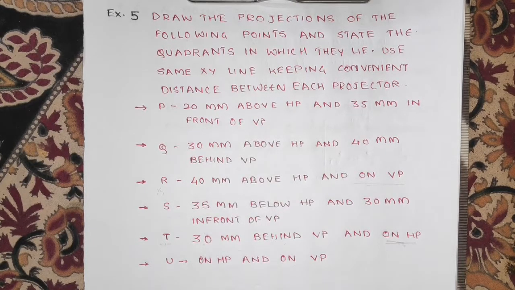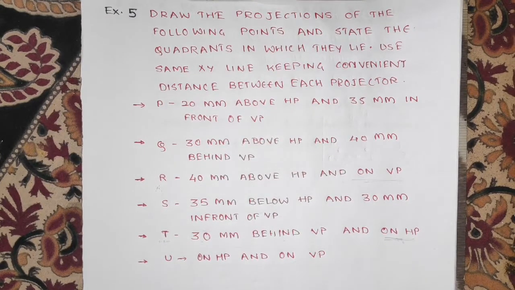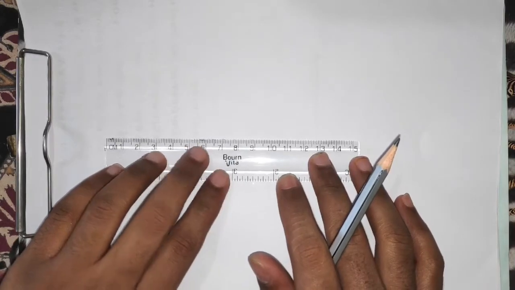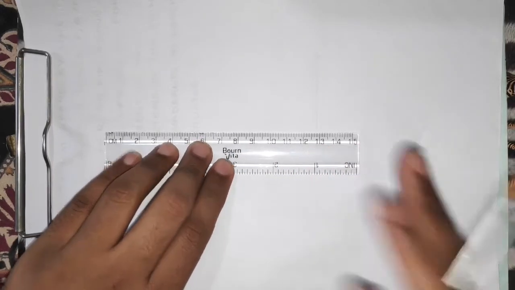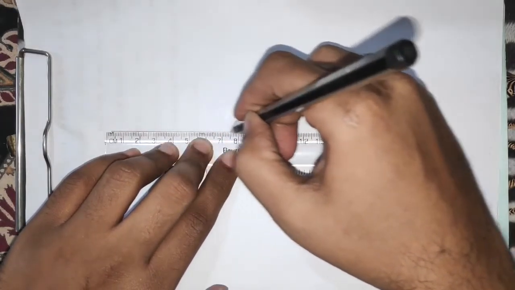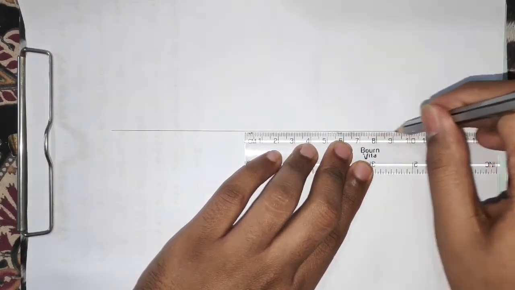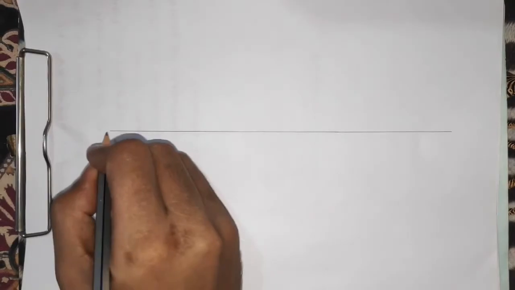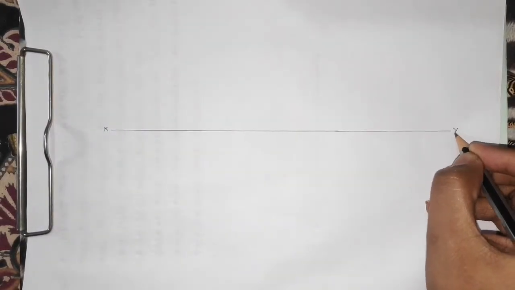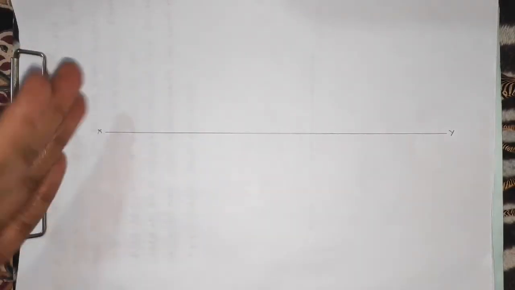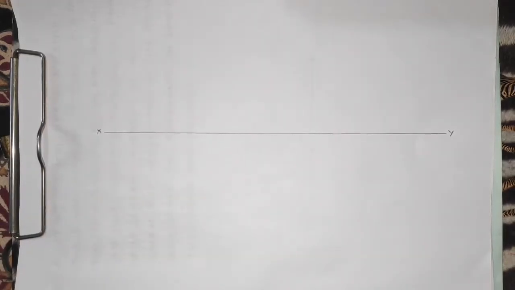Now we shall see the solution for this problem. The first step, we should draw the XY line. In this case, I will draw the XY line slightly longer because we need to project all these points on a common XY line. And again here, your XY line should be an intermediate thick line. This is X and this I'll denote as Y. But over here, I'll not be denoting the VP or HP because on the common XY line, there are multiple points which are lying in multiple quadrants. So if you don't mention the plane over here, then also it is acceptable.